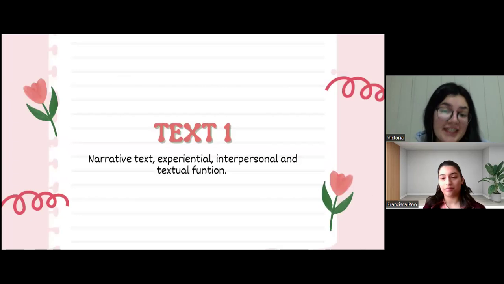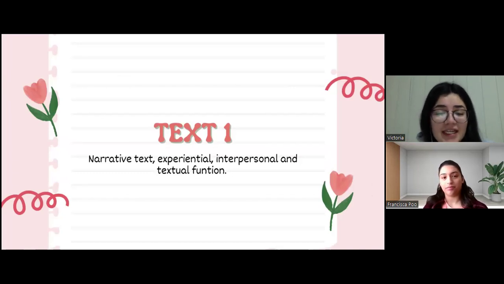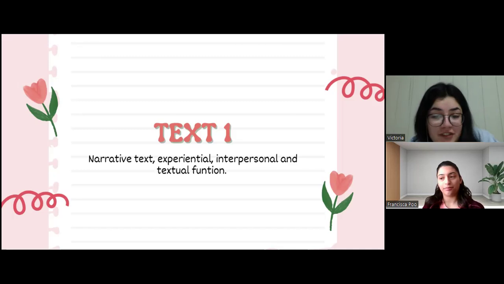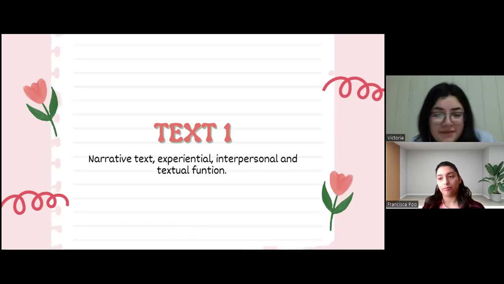So the first text is a narrative text. It's called The Ugly Duckling. Probably you have heard about this text. It is experiential because it tells the personal experience of the character. Then we can say that it's also interpersonal because it facilitates the interaction and empathy between the characters and the readers. And finally, we have the textual function, because the story is coherent and also well organized.